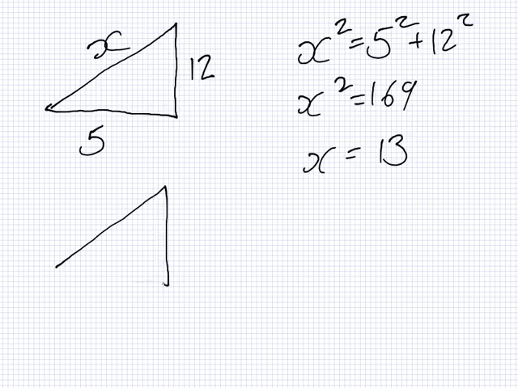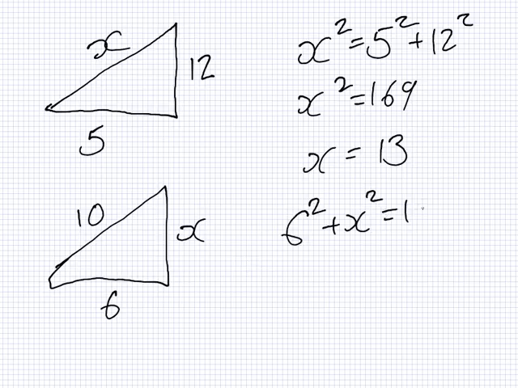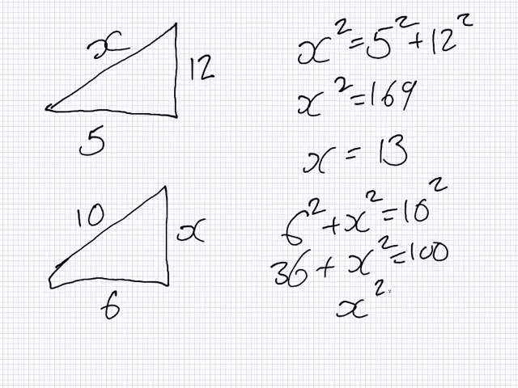Or this one here, if this is 3, no, let's not do it. Let's say 6 and 10, and we want this side, we have 6 squared plus x squared equals 10 squared. 36 plus x squared equals 100. X squared equals 64, so x equals 8 then. So there's 2 more examples, if you can write these down, please.